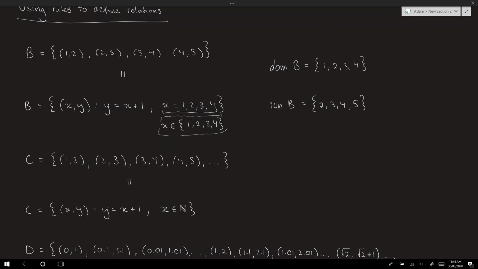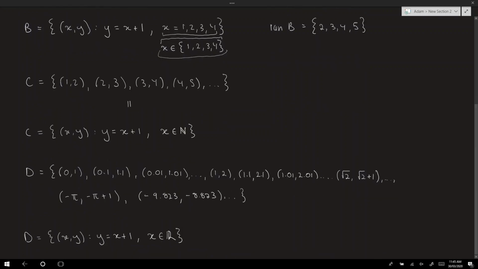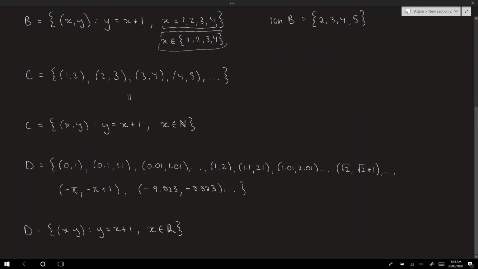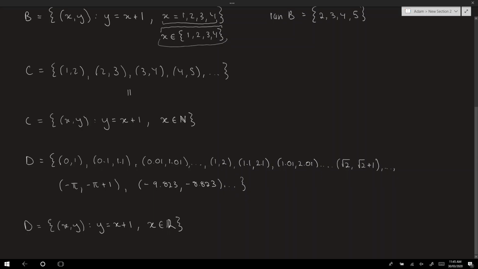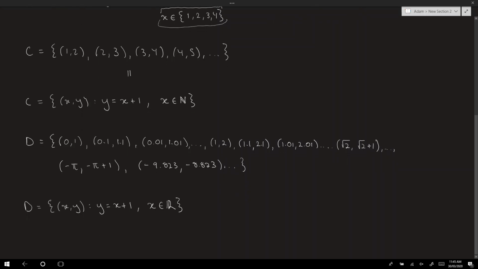But for things like C and D, where we don't have the entire list in front of us, we've only got a rule that's generating the ordered pairs in our sets, then things are going to be a bit trickier. But at least we've got this part here. That part there tells you the domain. That part there for D tells you the domain of D. So writing the domain out is generally pretty easy if we've got our relation written in this way.